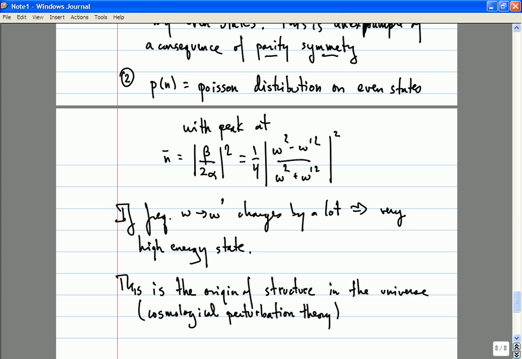I should also mention that squeeze states appear in other areas of physics. In optics, in fact, is the area of physics in which they were first really studied, but they also appear all over the place. Dense matter physics, for example. Let me stop here and see if there are any questions.